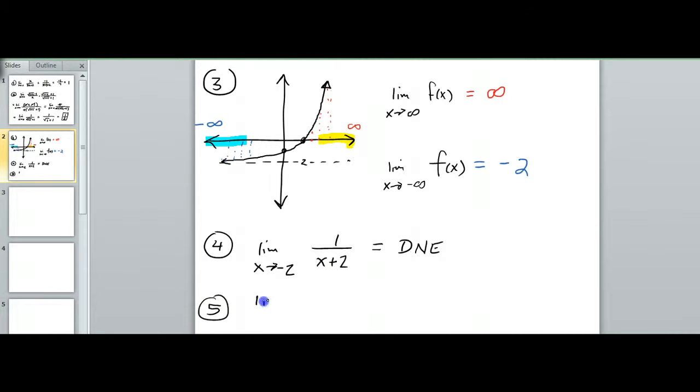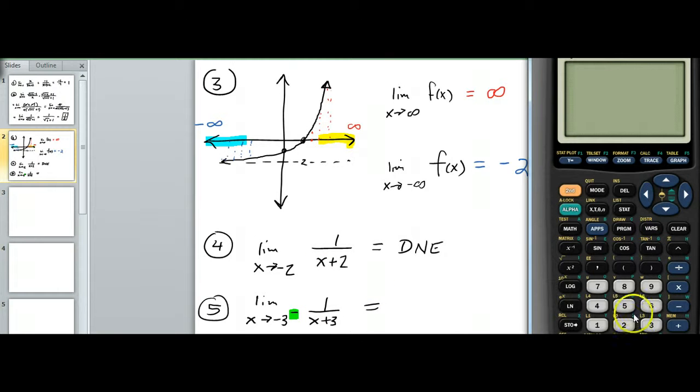Alright, this one is a little bit different from the last one in that it's a left-sided limit, or a one-sided limit. Okay, so we're moving in from the left. So if we pick numbers, if I plug in 1 over x plus 3, and I go to my table, the problem number here is negative 3.